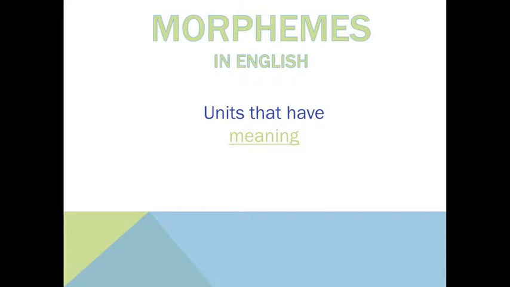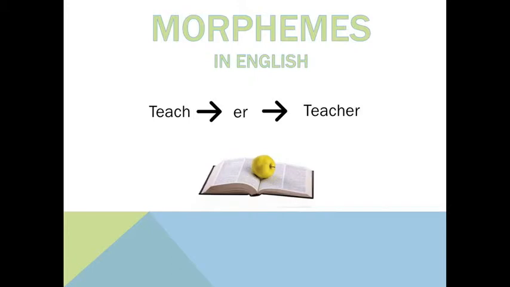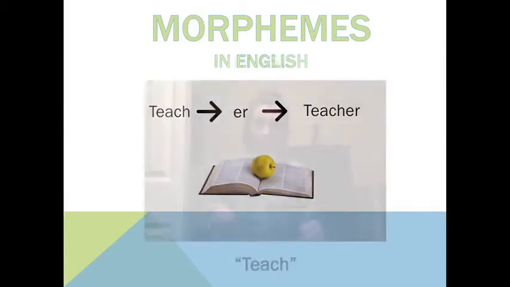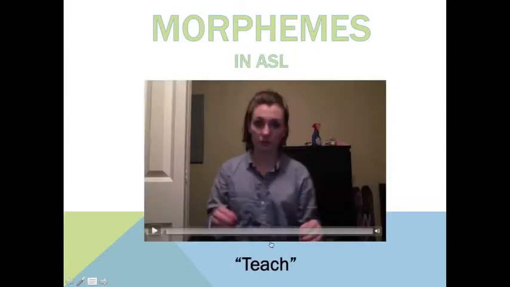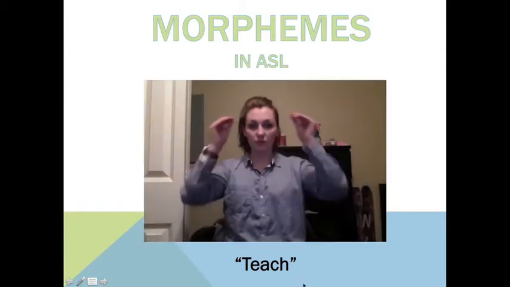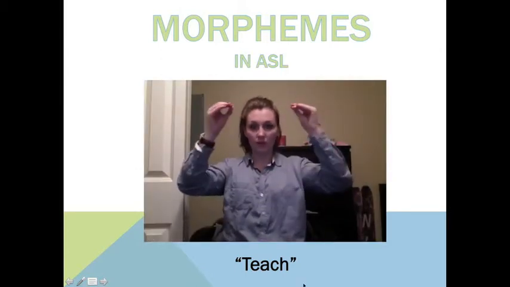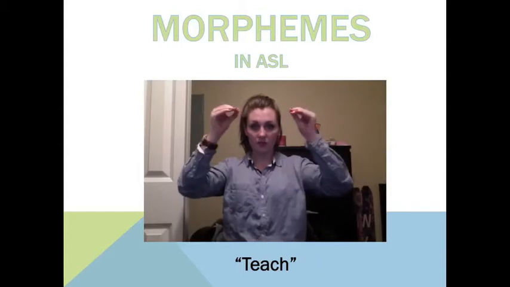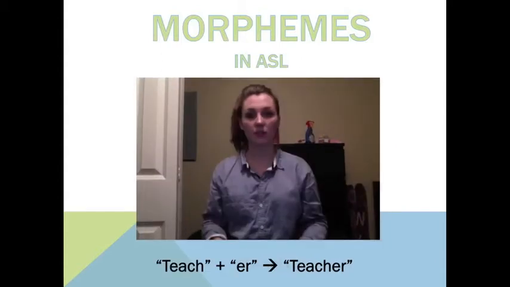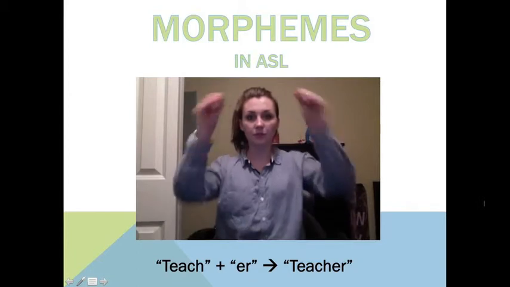Now let's look at morphemes. Morphemes are meaningful units of language that cannot be further divided up. In English, we have the morpheme ER. This is an example of a derivational morpheme that changes a verb into a noun. For example, we can have the verb and root morpheme teach. When we add the suffix morpheme ER to the end, it becomes teacher, a noun. ASL has morphemes too. Observe the same root morpheme teach. And when adding the agent or subject as a suffix morpheme, we get teacher.